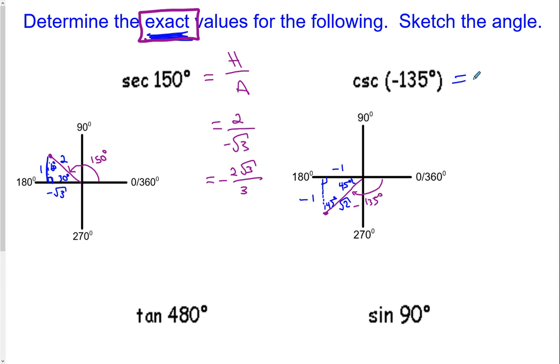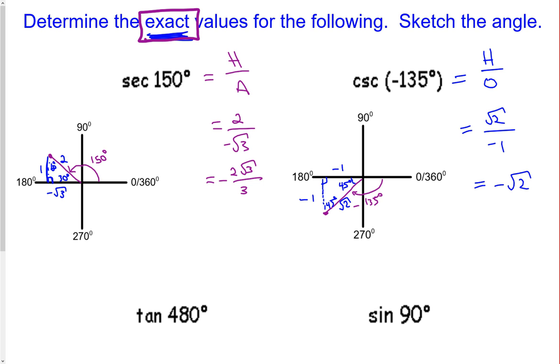Cosecant is just like sine, but it's flipped. So it's going to be hypotenuse over opposite. Well, my hypotenuse is root 2. My opposite is negative 1. So that's just going to be root 2 divided by negative 1. That's just going to be negative root 2.